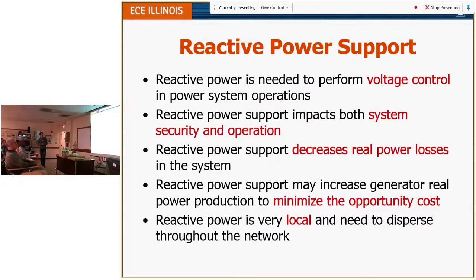So why is reactive power important? Well, first because we use it to control the voltage in the transmission system, and it impacts system security and operation. Also, reactive power support can decrease the real power loss along the feeder and the transmission line. And lastly, reactive power support can increase generator real power production and minimize the opportunity cost in the system. So the take-home message is that reactive power is very local and needs to be dispersed throughout the network. Because my research is distributed reactive power support, it's very local. Therefore, I think this is a good application for this.